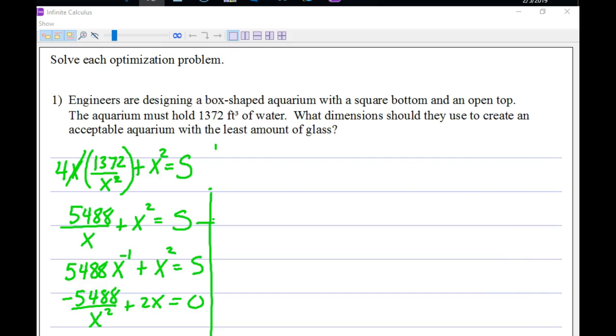All right. Now we can also find where it's undefined, but that's at 0. And so I'm not going to bother with that because the x, remember, represents the base of our aquarium. It wouldn't make sense to have the base be 0 units long. So I'm not going to worry about that particular value. That's not going to give us any meaningful result. So I'm just going to go ahead and find where this thing equals 0.